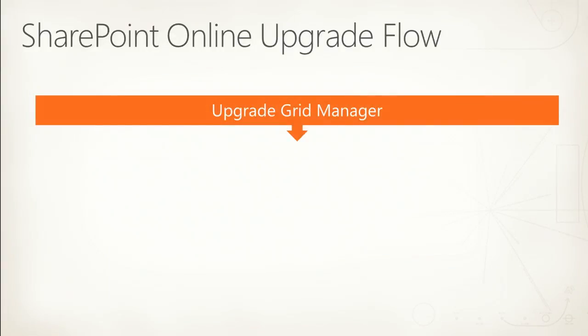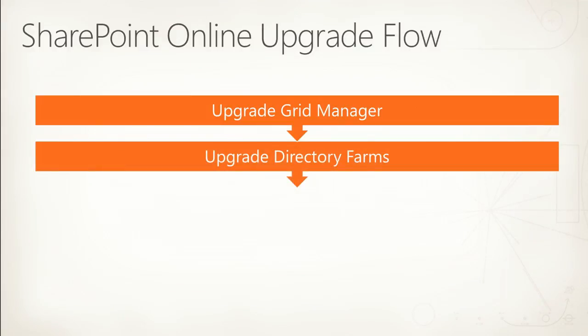So Grid Manager always gets the newer bits. If you can remember earlier in one of the design principles, I said that Grid Manager is version specific. It will always have all the jobs for all the available versions. So if it has a 2010 and a 2013 farm, it will have a deploy VM for 2010 and a deploy VM for 2013, and it will know which script to use against which farm. Then we upgrade the directory and all the service fabric farms.